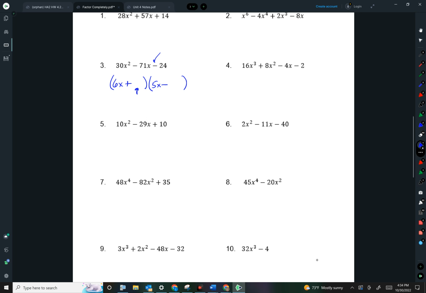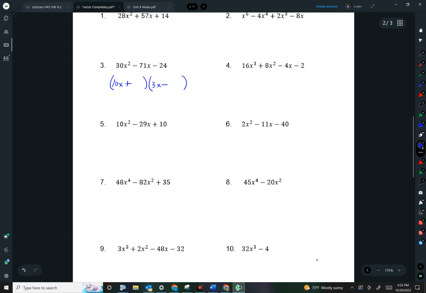And then what about 24 and 1? Well, I could do 1 and 24. But you know what? I'm not even going to check it because, just a quick look, if I were to do outer and inner, 6 times 24, that's over 120. There's no way that's going to give me 71 in the middle. All right, so I've tried all options with 6 and 5. That means for 30, I'll go to 10 and 3. So I start back over on the 24.